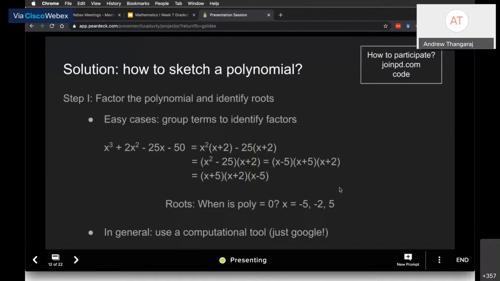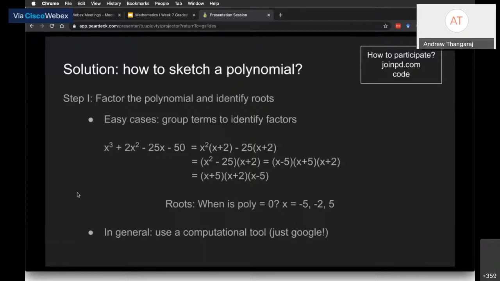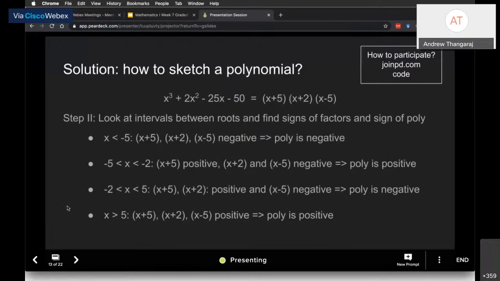Hopefully most of you got this first step. This is the first step towards sketching: finding the roots, places where the polynomial hits 0. Second step is what happens in between.